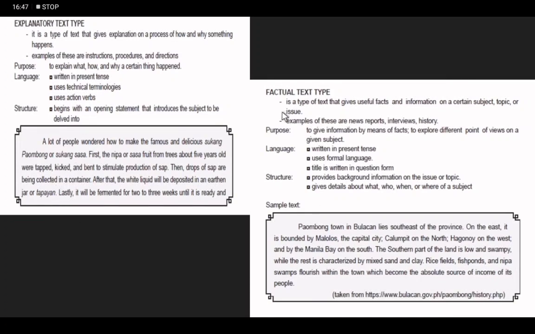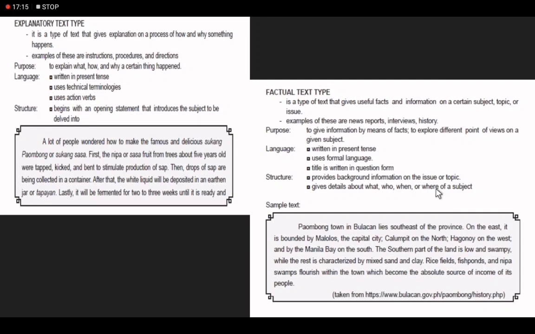How about the fourth text type? Factual text type. This text type gives useful facts and information on a certain subject, topic, or issue. News reports, interviews, and history is an example of this. So to give information by means of facts, to explore different point of views on a given subject is its purpose. Present tense as well is used.